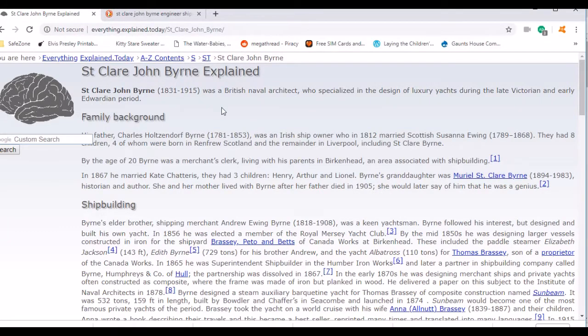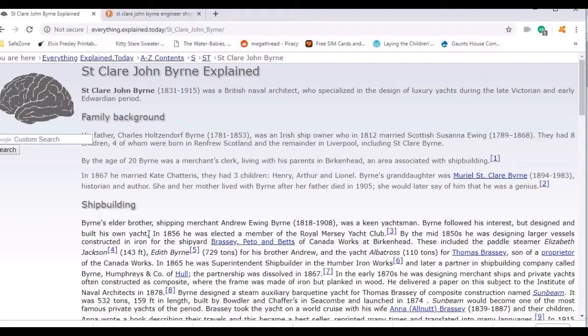So he was a British naval architect who specialised in the design of luxury yachts during the late Victorian, early Edwardian period. His father was an Irish ship owner. He was a merchant's clerk, and then magically he built himself a yacht. He built his own yacht. 1856. When was he born? When he was in his 20s. Absolutely marvellous. And then he was designing larger vessels constructed in iron for the shipyard.